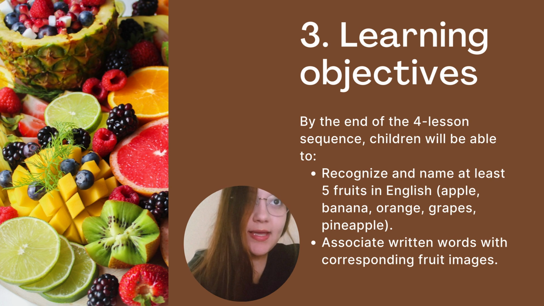By the end of the 4 lesson sequence, children will be able to recognize and name at least 5 fruits in English, such as apple, banana, orange, grapes, and pineapple. They will also learn to connect the written words with the correct fruit images, helping them develop both vocabulary and reading skills.